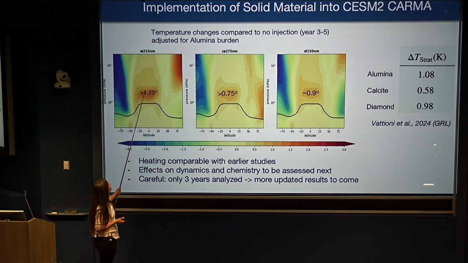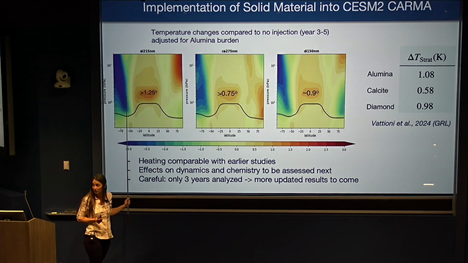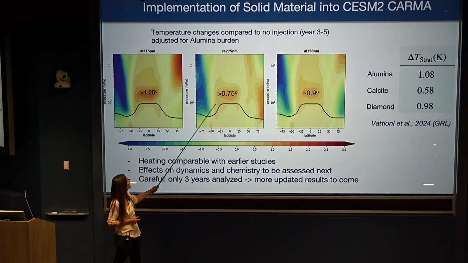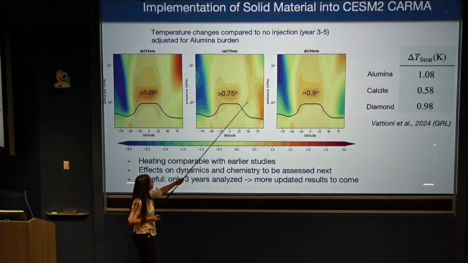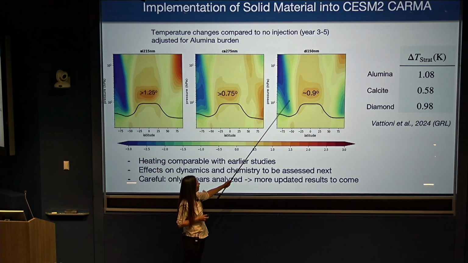We do get the strongest heating for alumina, and that was shown in the previous slide. We have the largest absorption in the shortwaves. Then calcite is somewhat smaller. Diamond is actually relatively not that much smaller, but diamond is more effective in terms of radiative forcing. This is consistent with what Sandro has also shown in his study.